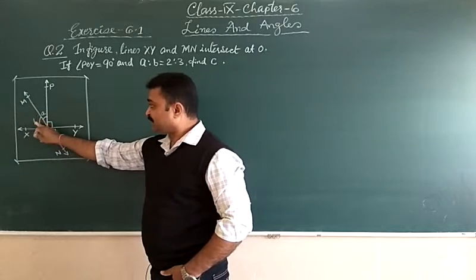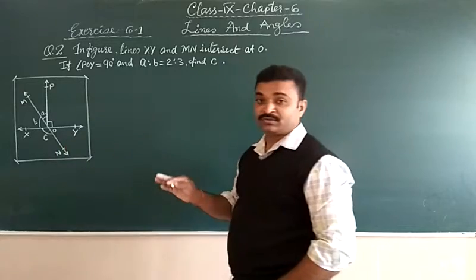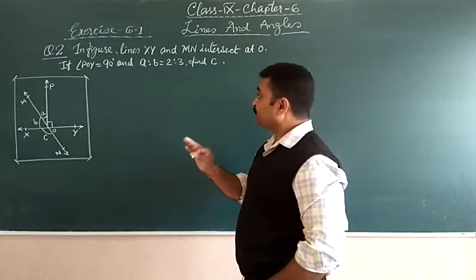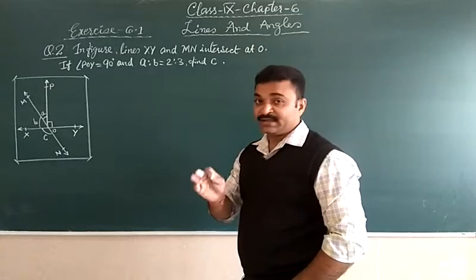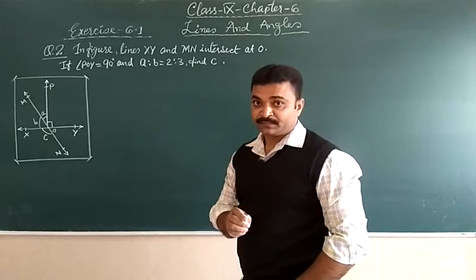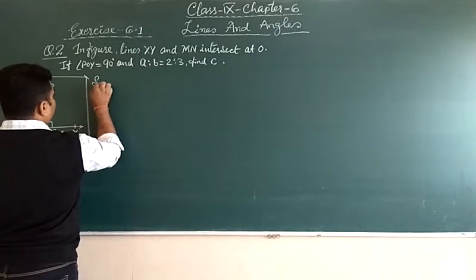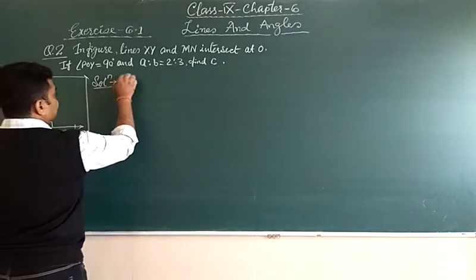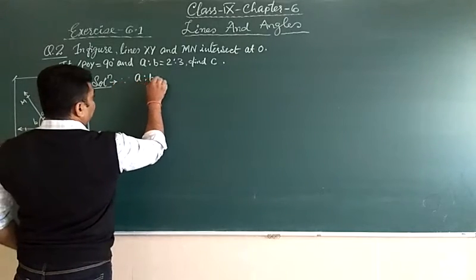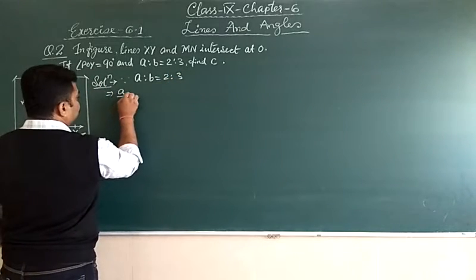These two angles are in the ratio 2 is to 3. It does not mean that A is equal to 2 and B is equal to 3. A is to B is equal to 2 is to 3. It is not mean that A is equal to 2 and B is equal to 3. So here, since A is to B is equal to 2 is to 3, this implies A upon B is equal to 2 upon 3.